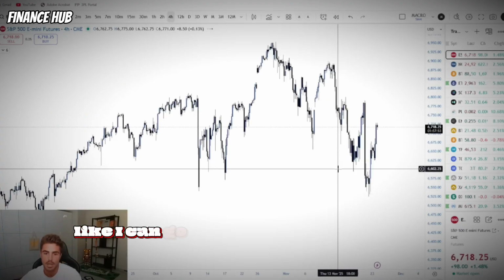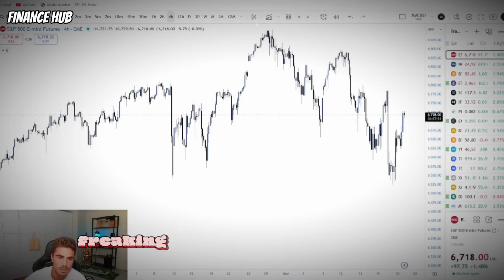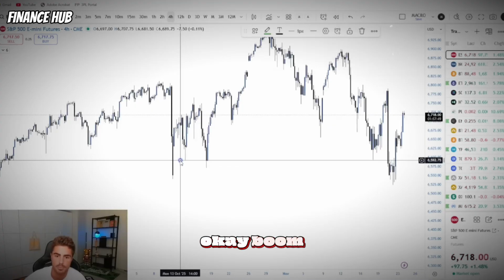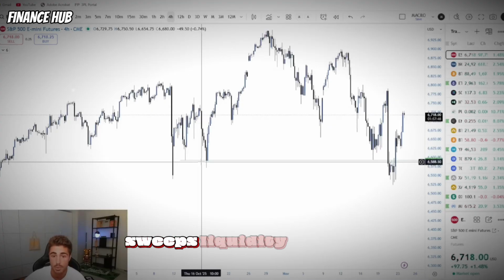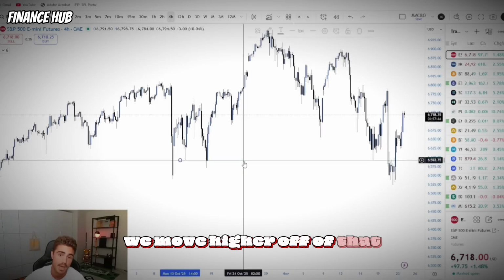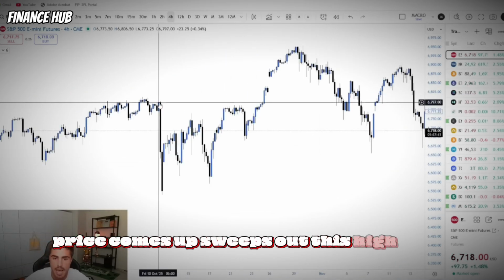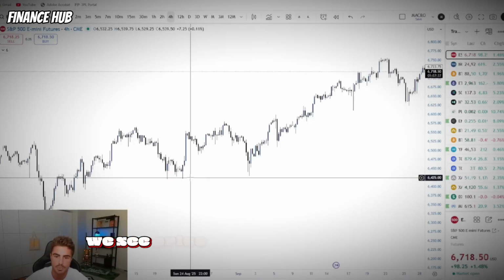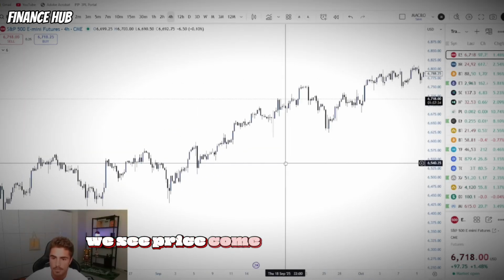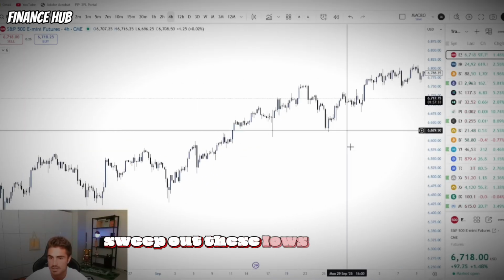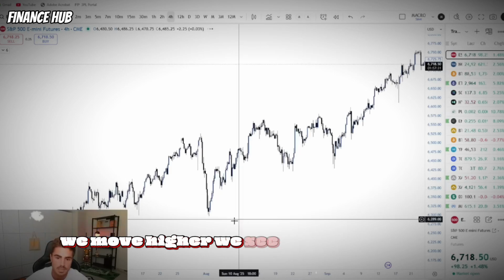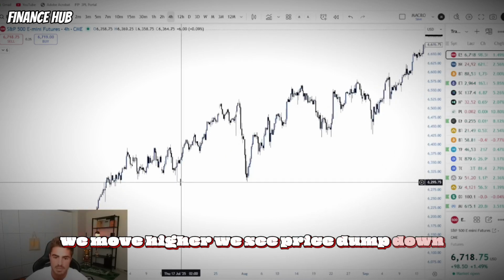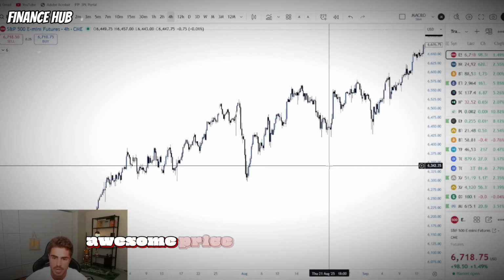or to be able to identify it on the chart. I can go here and I can show you a million liquidity sweeps. Okay, boom, price comes underneath this low, sweeps liquidity, awesome, we move higher off of that. Price comes up, sweeps out this high, boom. We see price come down right here, sweep out these lows, awesome, we move higher. We see price dump down, sweep out these lows right here. Awesome, price moves higher, okay?